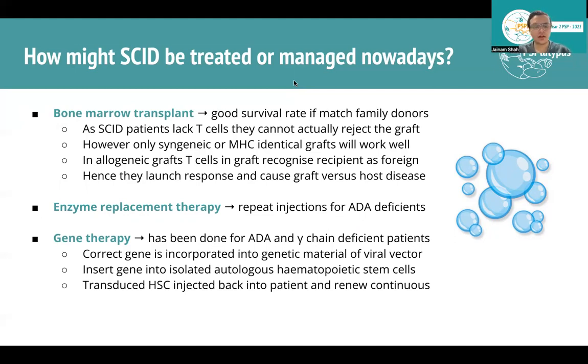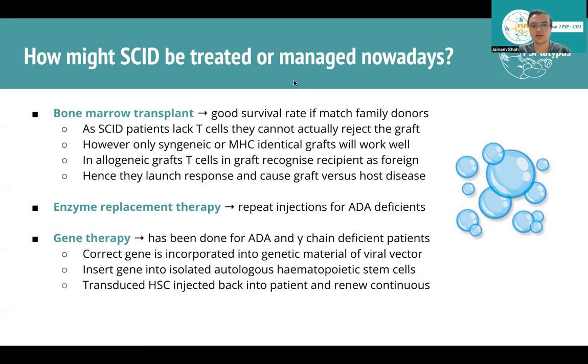So that used to be something in the past that was done. But nowadays, there are a lot of better things that we can do to ensure better survival rate. So one thing we can do is a bone marrow transplant, which if you match them with family donors has a very good prognosis. There's a funny thing here because SCID patients don't have T cells or a lot of the other immune cells, which means technically they wouldn't be able to reject a bone marrow transplant graft. However, only if you have very closely matched grafts, so what we call syngeneic grafts or MHC identical grafts, will this still work very well.